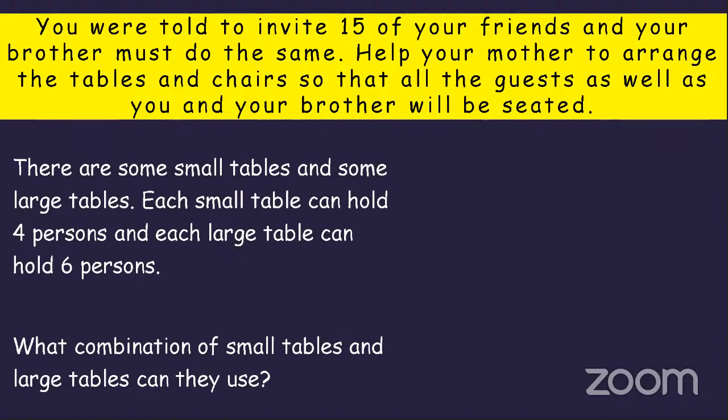So there are some things you need to think about first. If you need to think about what combination of small tables and large tables they can use, there are some things you must think about. There are some things you must understand so far that will help you to determine how many small tables, how many large tables, and so on. Can you share in the chat what important information you must have in mind? What are some things you must bear in mind if you're to decide how many small tables and large tables are needed?